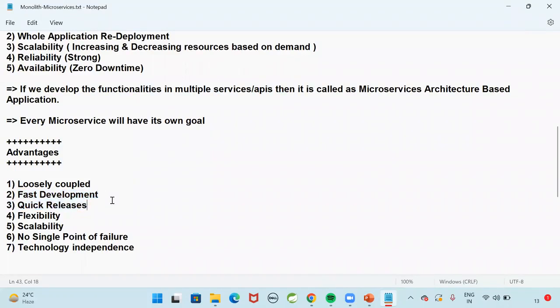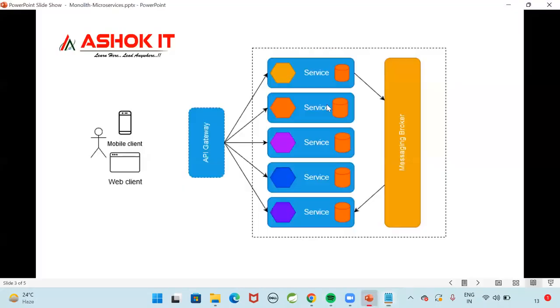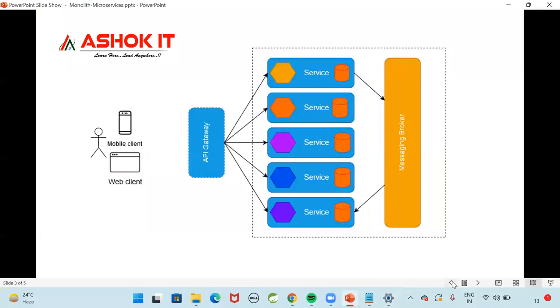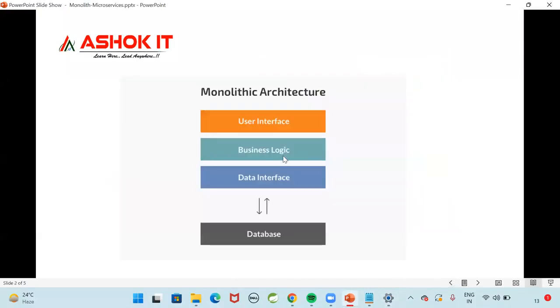Development will be faster, releases will be faster, flexibility will be available for the development, and scalability will be available because all the services will not run in one server. When you go for monolith, the complete application will be running in one server. A lot of requests will come to the single server to handle. So that will become a problem when we go with monolith architecture.